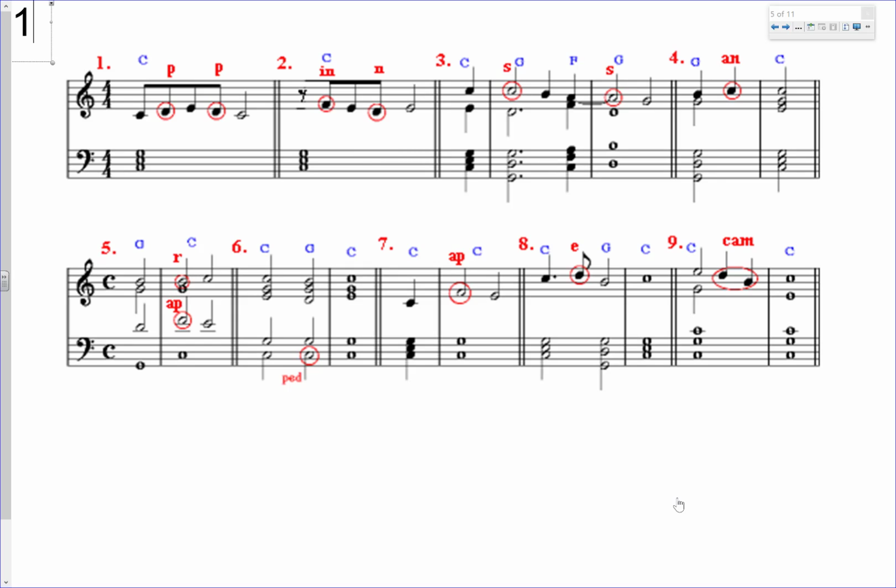Moving on to measure 3, we find that we have a suspension. Remember that a suspension is repeated or held from the previous chord and then resolves downward by step to a chord tone. The suspension is circled, it's the C. Let's take a listen to measure 3. And we have 2 suspensions here.